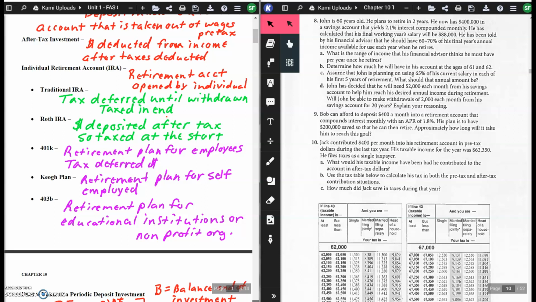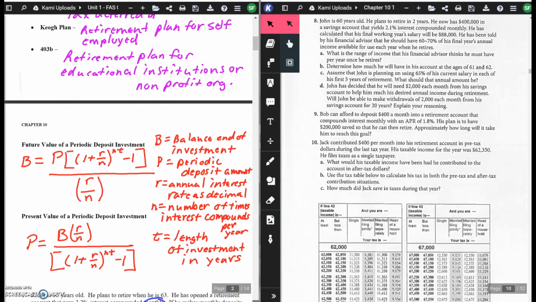A Keogh plan, this is a retirement plan for the self-employed. A 403b, similar to a 401k, but the category is different. This is a retirement plan for educational institutions or non-profit organizations. So for example, myself, I have a 403b. This is a retirement plan for a teacher. So if you need to pause the video, go ahead. We're going to go on with our examples.